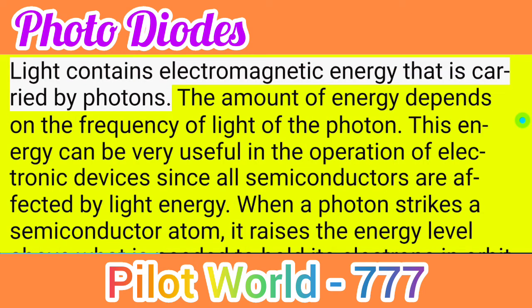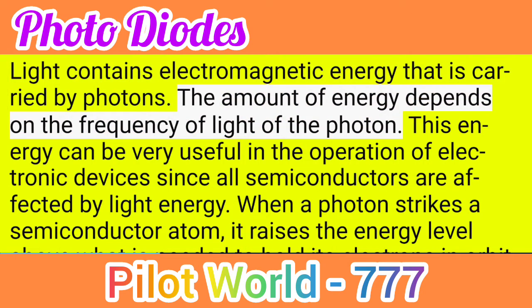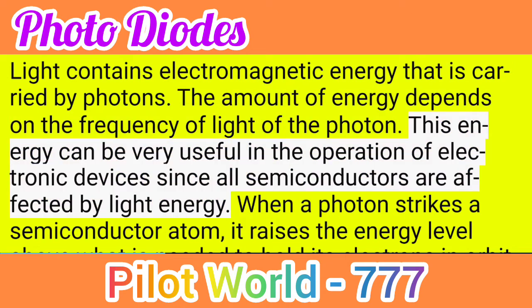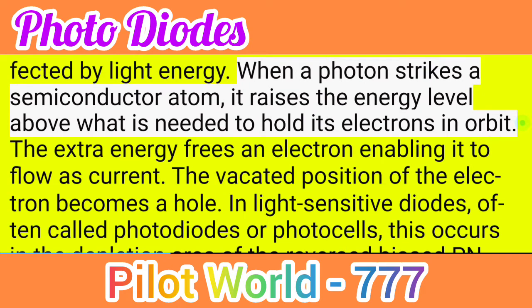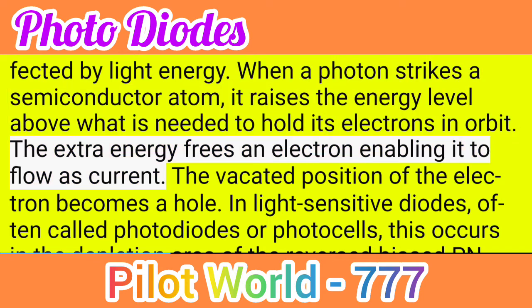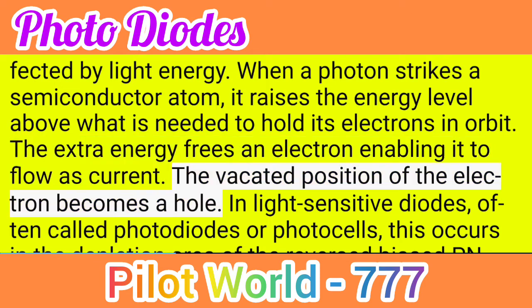PHOTODIODES. Light contains electromagnetic energy that is carried by photons. The amount of energy depends on the frequency of light of the photon. This energy can be very useful in the operation of electronic devices since all semiconductors are affected by light energy. When a photon strikes a semiconductor atom, it raises the energy level above what is needed to hold its electrons in orbit. The extra energy frees an electron, enabling it to flow as current. The vacated position of the electron becomes a hole.